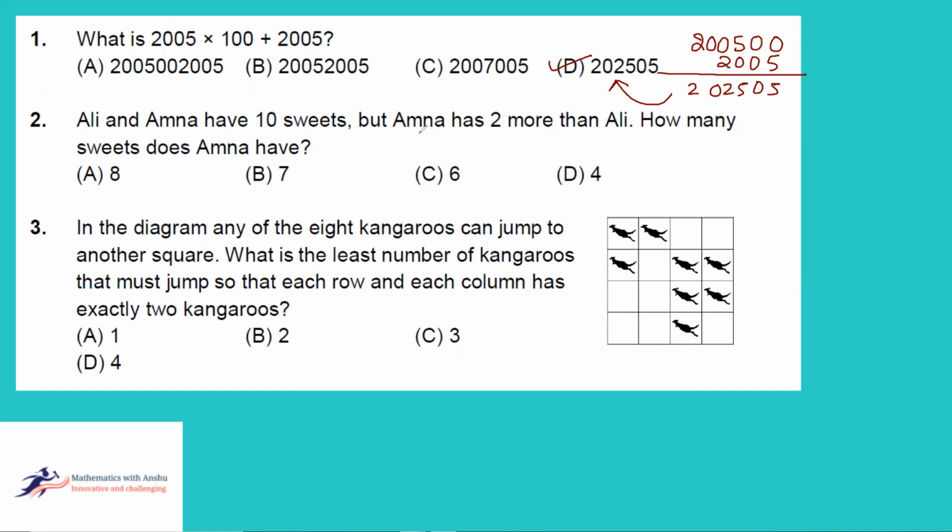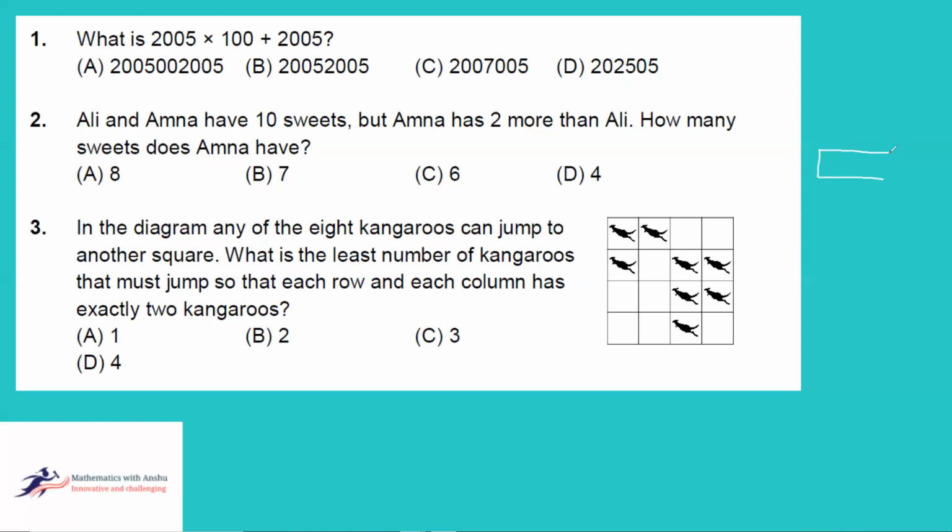So together they have 10 sweets. The child who knows simultaneous equations can easily solve it. Suppose this is Amna, so Amna has 2 more than Ali, so 2y plus 2 equals 10, 2y equals 8, so y equals 4, so Amna will have 6. But the child who doesn't know simultaneous equations, and we don't expect a child in grade 5 and 6 to know, can solve it using the bar model.